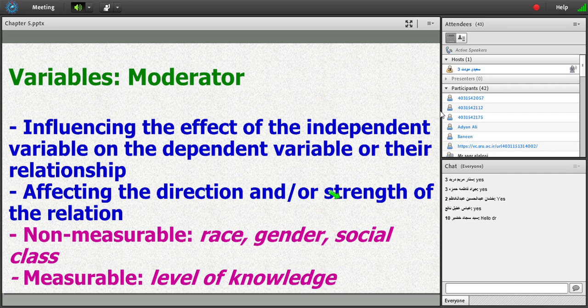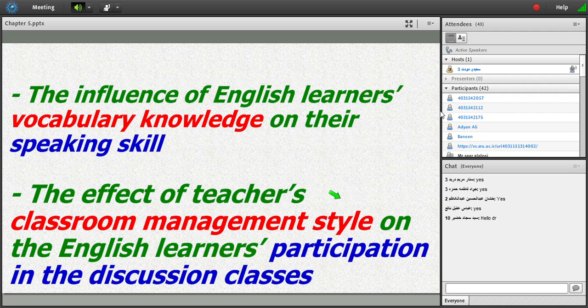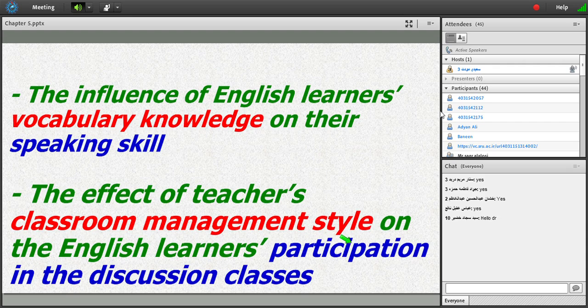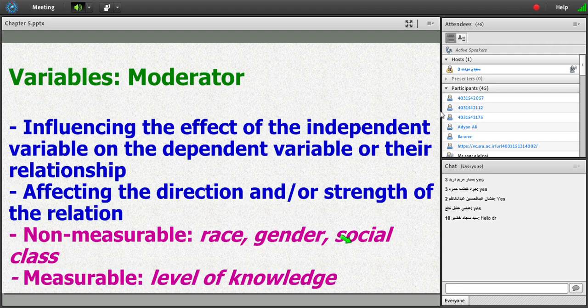variable. For example, in the previous example, the influence of English learners' vocabulary knowledge on the students' speaking skill. We may have gender as another independent variable. We may have race as another independent variable. We can have social class as another independent variable. It means that the influence of vocabulary knowledge on a speaking skill might be influenced by gender, by race, or social class of the students.